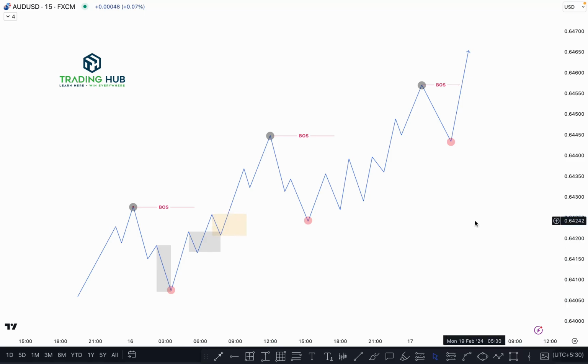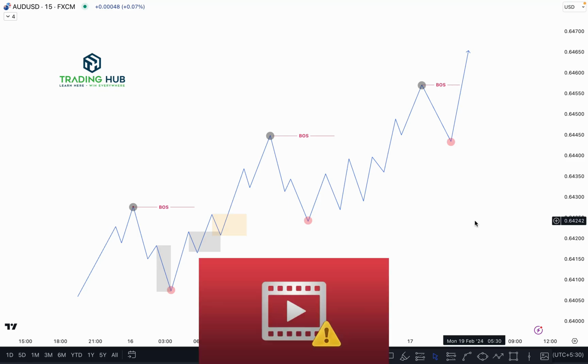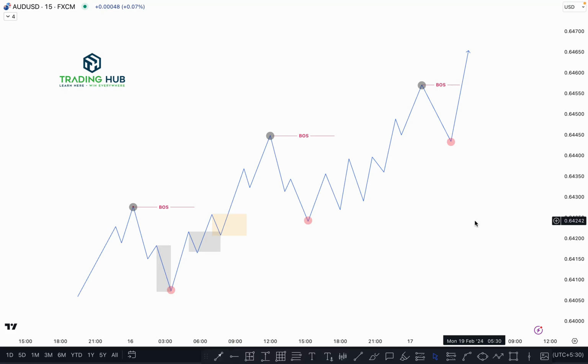In this case, how can we deal with it? You have to wait for it to break the previous structure, and after breaking the previous structure, you have to wait for it to take out the inducement. After taking out the inducement, you have to identify where our unmitigated order flow is. Sometimes you will see multiple order flows, like 2, 3 and 4, but generally you have to focus on the decisional and extreme order flow, which is applicable after taking out the inducement and also applicable at the extreme point.